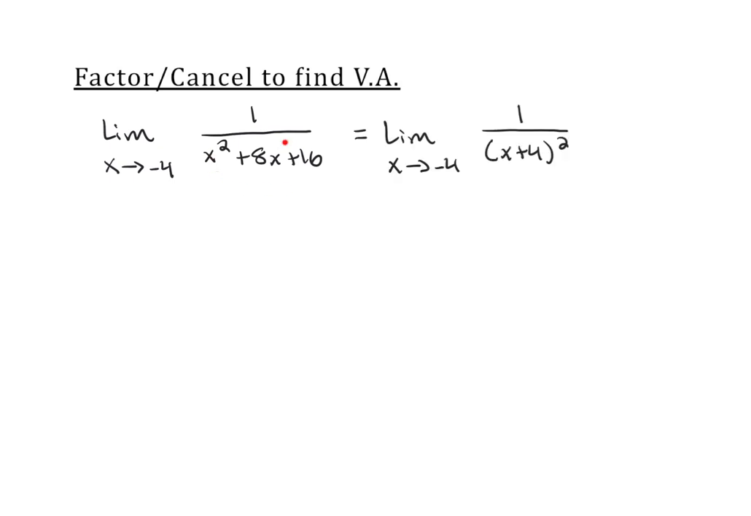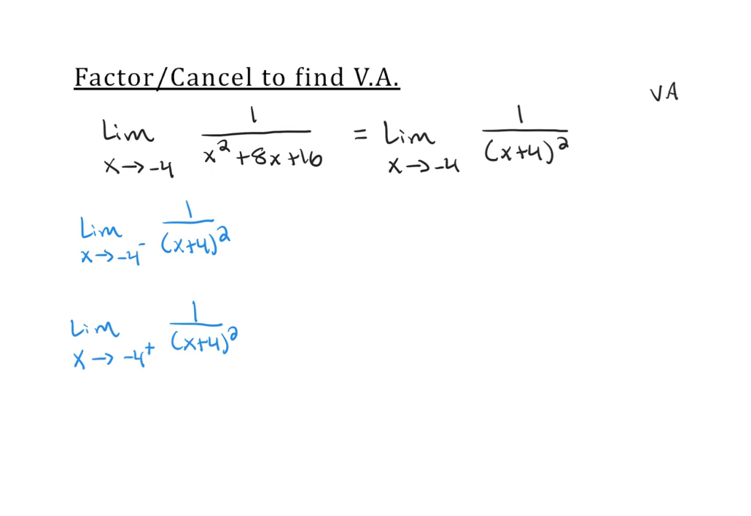The denominator would factor to x plus 4, but I'm going to write it as x plus 4 squared. Okay, so to know if a limit exists at a value, we have to look at the left and the right. Well, what is happening at negative 4? If you look here, there is a vertical asymptote at x equals negative 4. So what is happening as we are approaching this vertical asymptote?